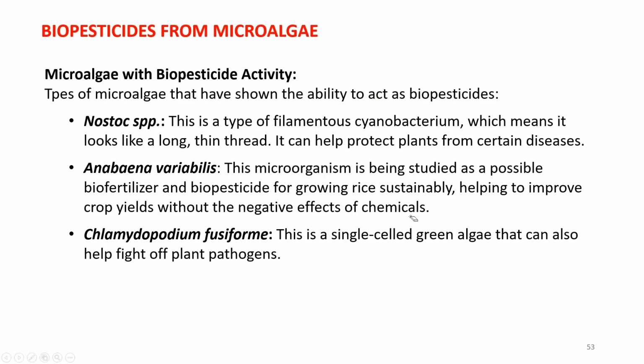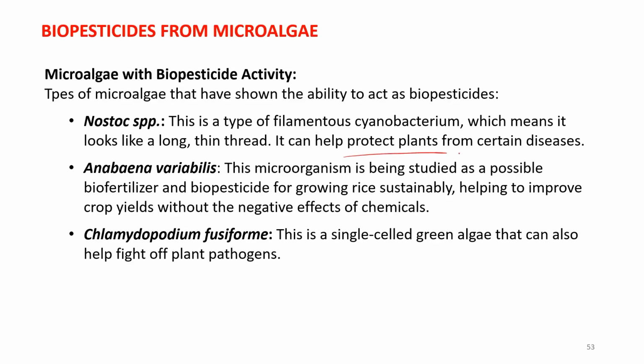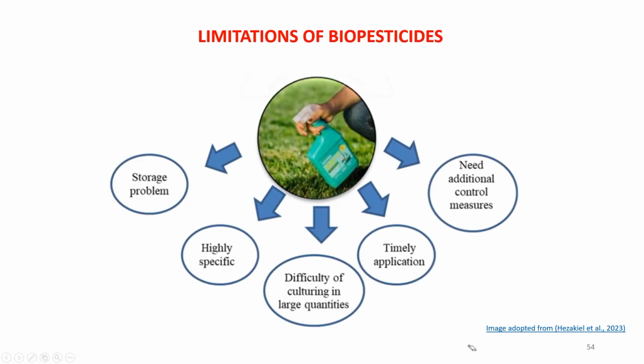So, some of these are the Nostoc species, which is a type of filamentous cyanobacterium. It is a long, thin, thread-shaped microbacteria or microalgae. It can help protect plants from certain diseases. Then we have Anabaena variabilis. This is being explored as a possible biofertilizer and biopesticide for growing rice sustainably, helping to improve crop yields without the negative effect of chemicals. Then we have Chlamydopodium fusiforme, which is a single cell green algae that can also help fight off plant pathogens.